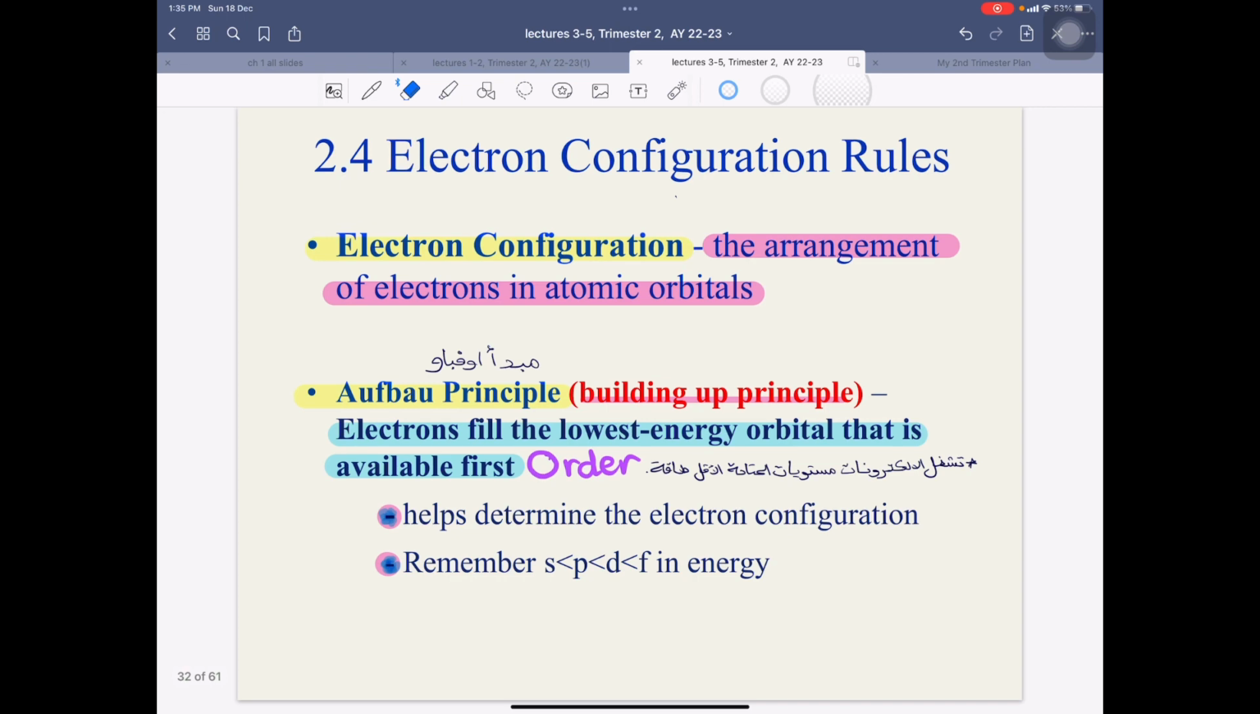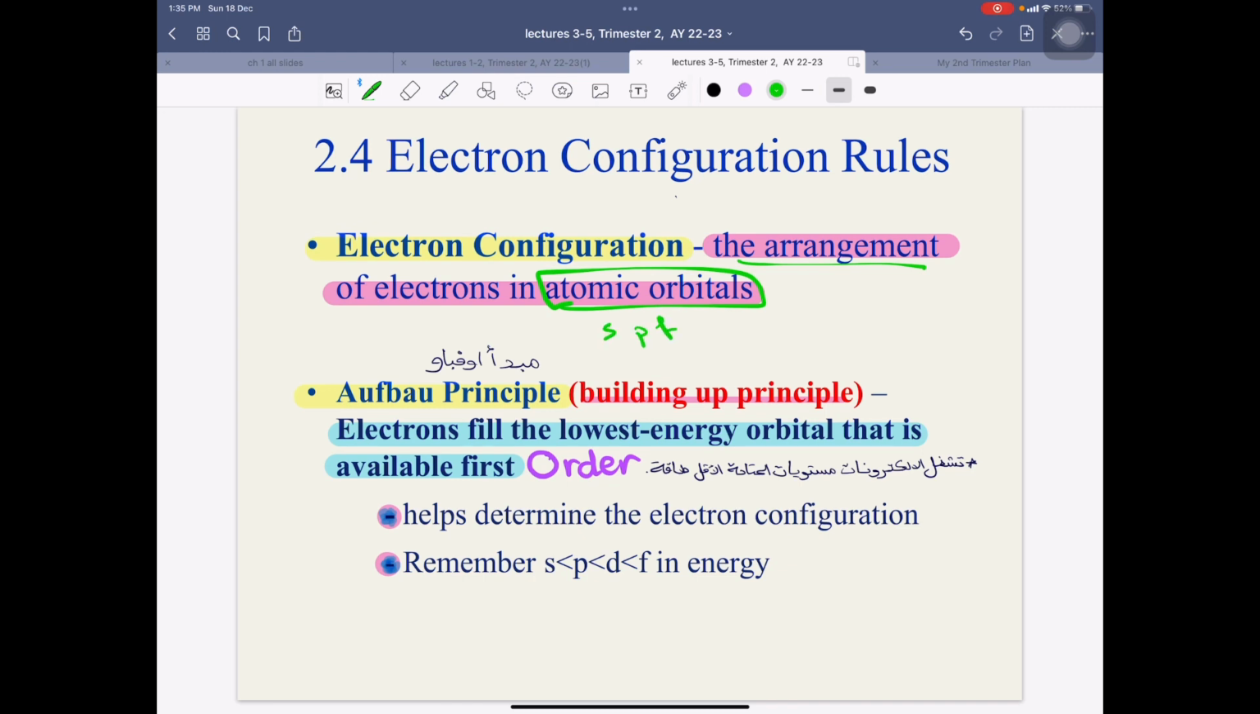So we're gonna start 2.4 electron configuration rules. So what did we say electron configuration is? We said electron configuration is the electron distribution. Electron configuration is the arrangement of electrons in the atomic orbitals. I want to know how they arrange in the atomic orbitals. And we said the atomic orbitals are the orbitals inside the s, p, f and so on.